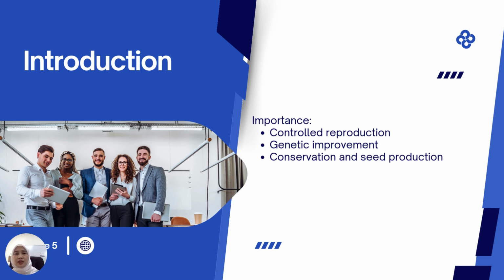This is so important because we want to control the reproduction so that we can maximize the production of the seed. We want to gain the maximum profit that we could obtain from the production, and at the same time we also want to improve the genetics, because with induced breeding or selective breeding, we could improve because of the selection that we made manually. Then the seed produced is a genetically improved seed from this technique. And it is also important, of course, for conservation and seed production.